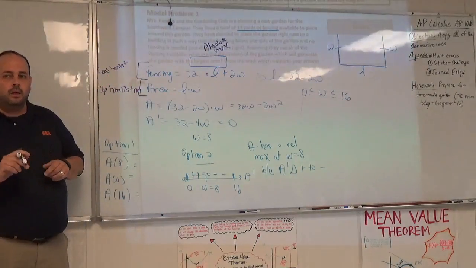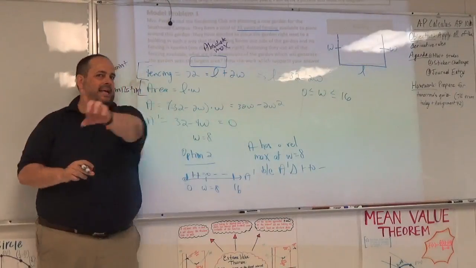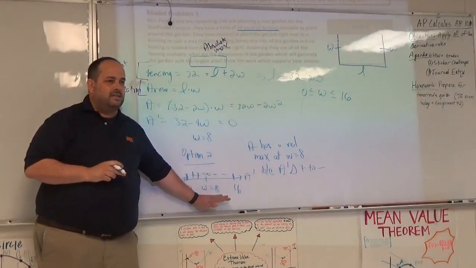This is the only place where A, W would equal 0. That's actually not it. It's not that it's the only place that W equals 0.